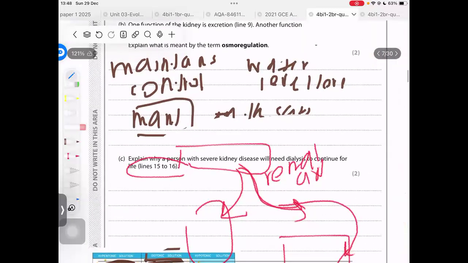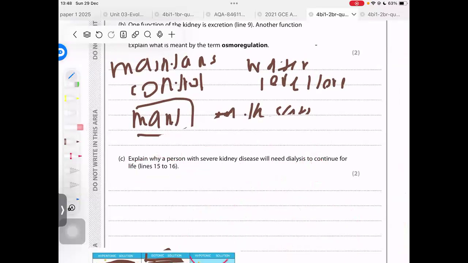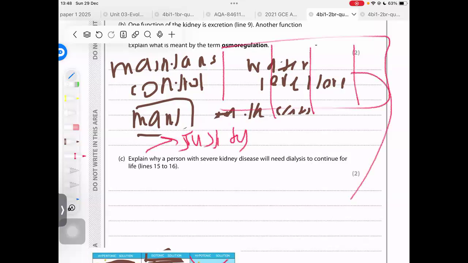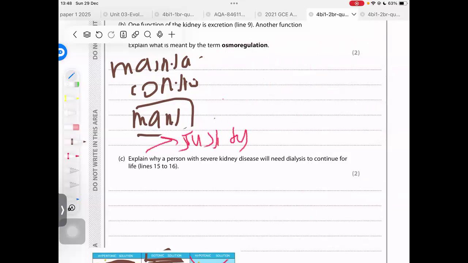They're asking us to explain. When they say explain, usually they require justification. But in this case, you don't have any data to justify, because if they had given us a sample of data, then you could take that data and justify. Since they have not given any data, you don't have to do any justification. You just have to give a description about why a person will need dialysis. That is the meaning of the word explain.